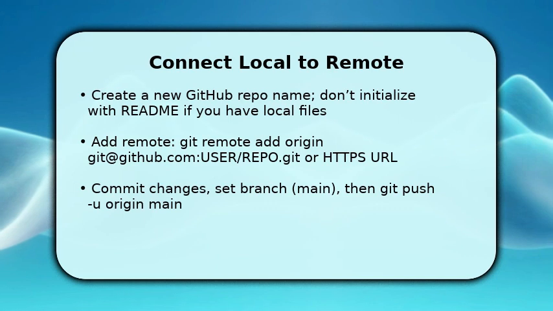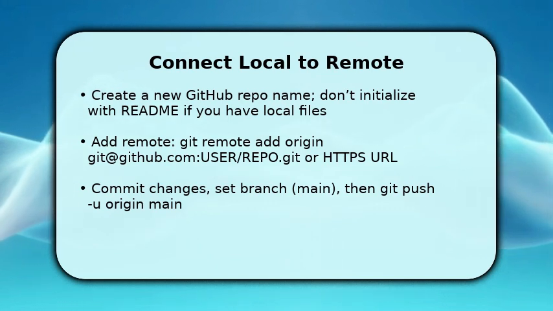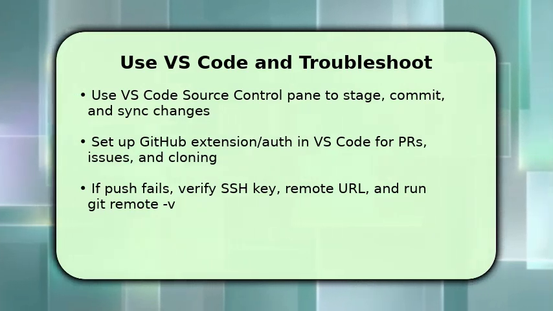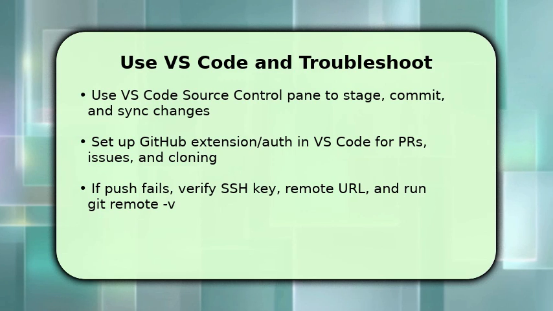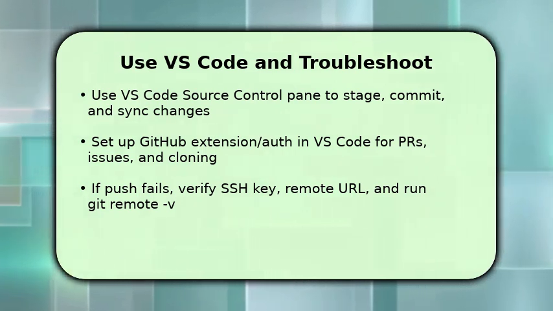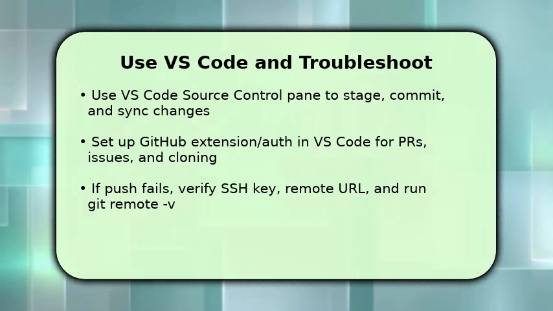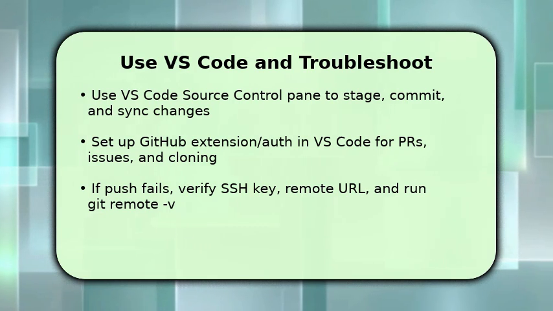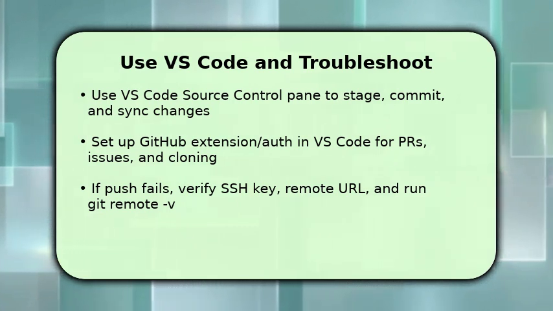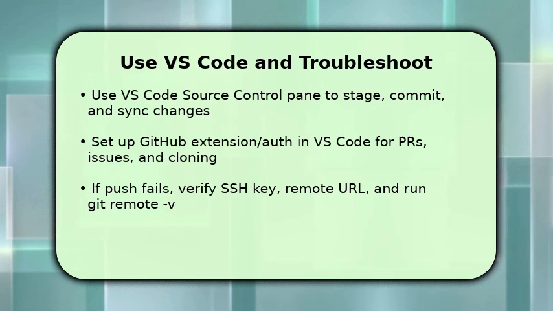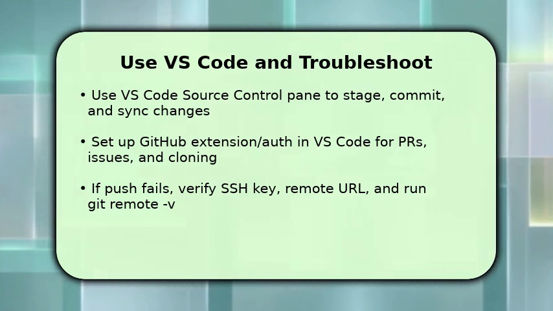You finish by using VS Code's source control and GitHub extensions to create commits, branches, and pull requests with a GUI when you prefer. When pushing, VS Code will prompt for credentials if required. Complete authentication to sync. If a push or fetch fails, check your remote URL with git remote -v, ensure your SSH key is loaded with ssh-add, or that HTTPS credentials are valid, and resolve merge conflicts locally before pushing.